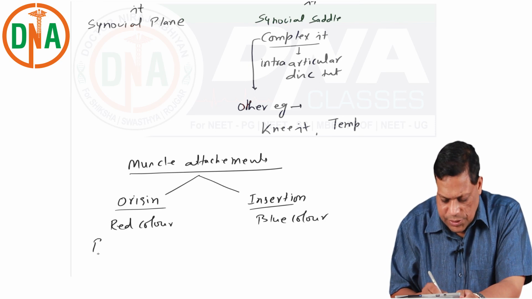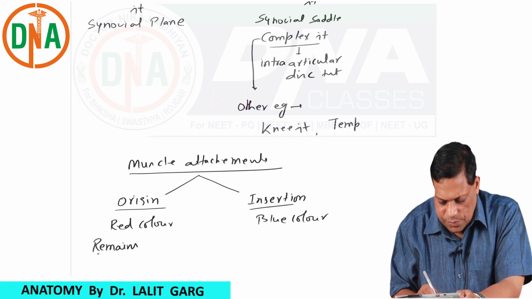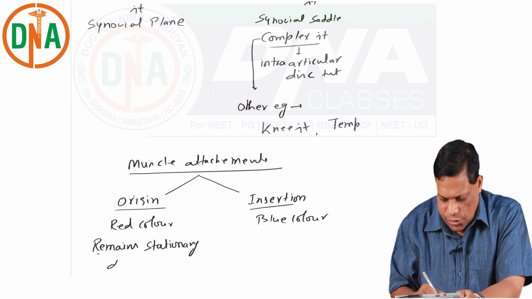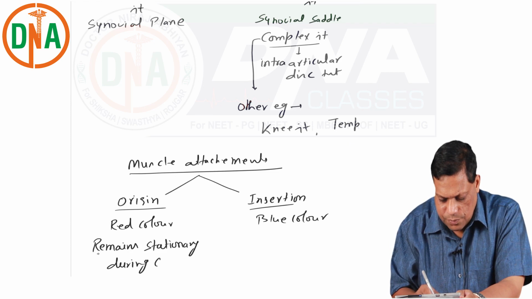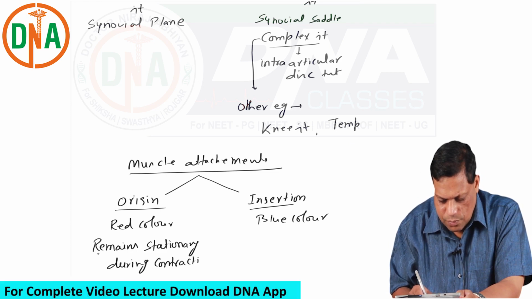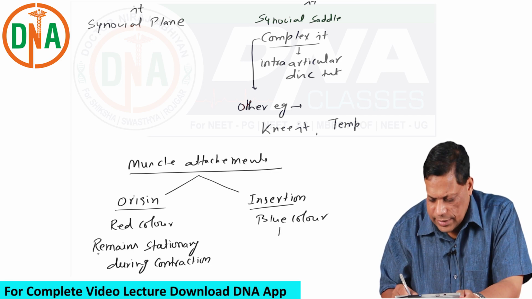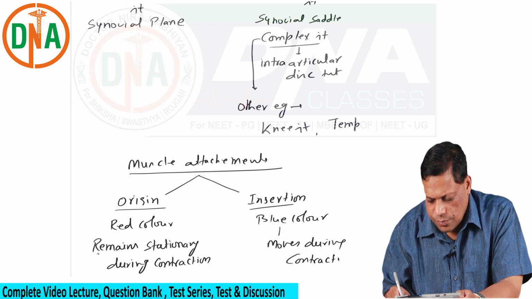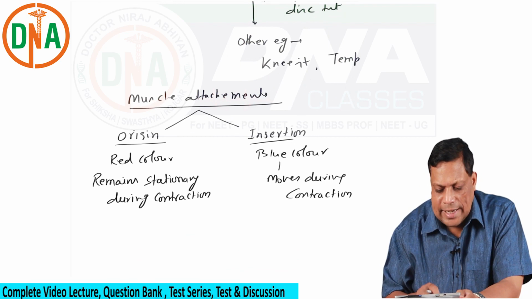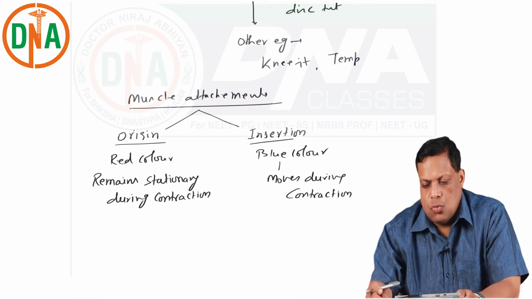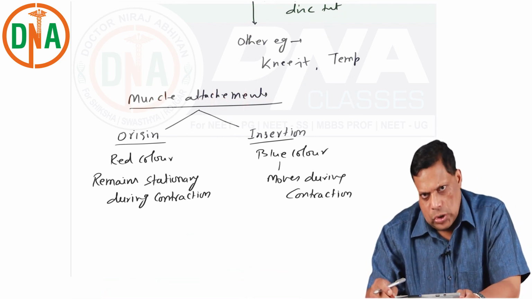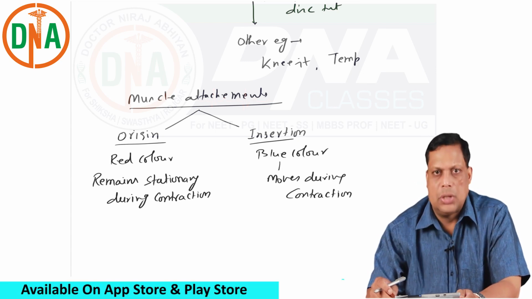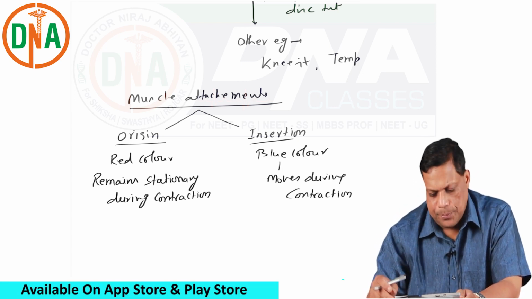Origin remains stationary during contraction, while insertion moves during contraction. So this is the technical difference between the two ends of a skeletal muscle. One is origin, another is insertion. Both are subdivisions of attachments.